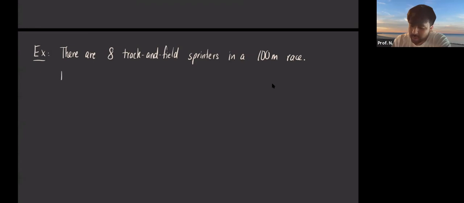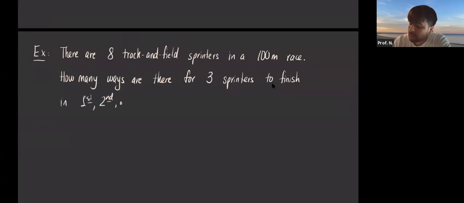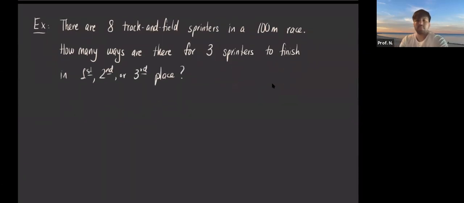So how many ways, or in other words, how many ways are there for 3 sprinters of the 8, of course, to finish in first, second, or third place? So does anybody have an idea of how we can approach this? And I see some people in the chat saying 8 times 7 times 6, question mark.